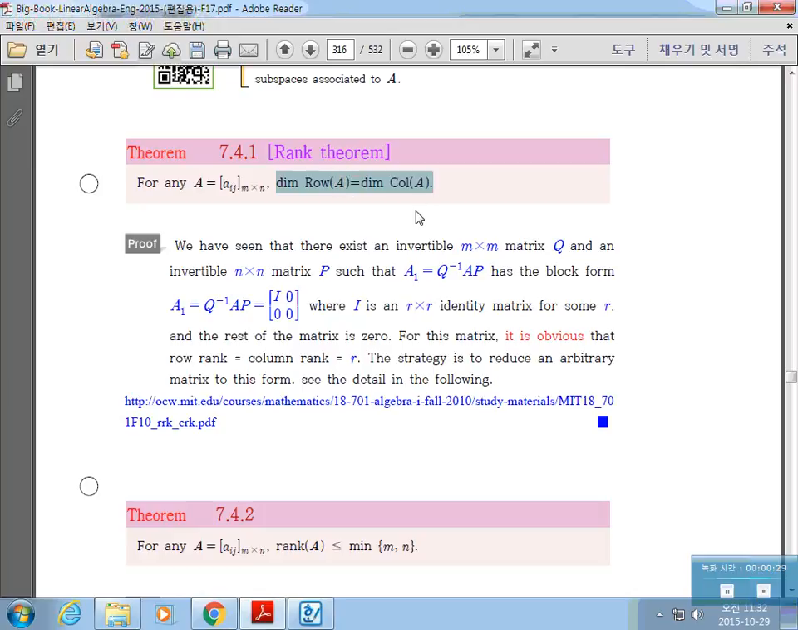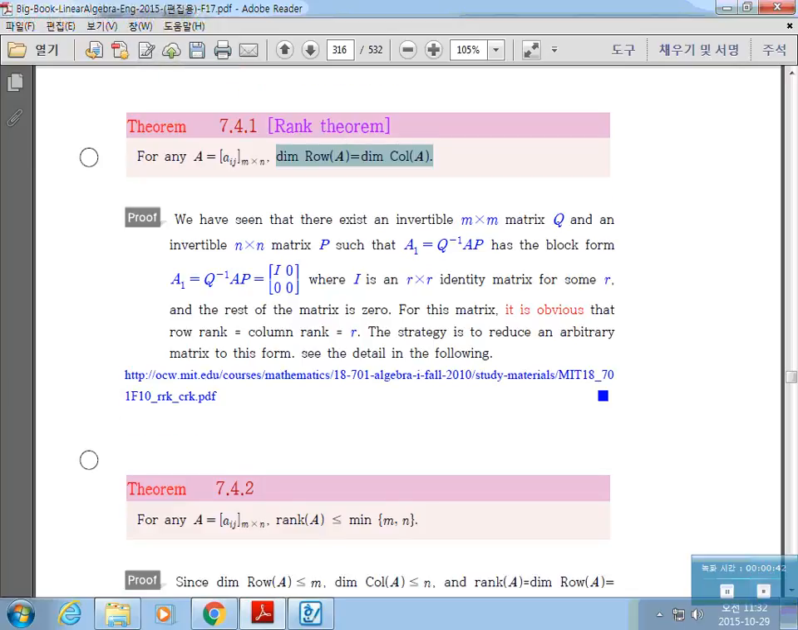Actually, you learned that the dimensions of the column space and row space are the same. You actually checked it, but here I give a rigorous proof. We have seen there exists an invertible n by n matrix Q and an invertible n by n matrix P such that Q inverse AP has this form. We saw it in the early part of section 7.3.